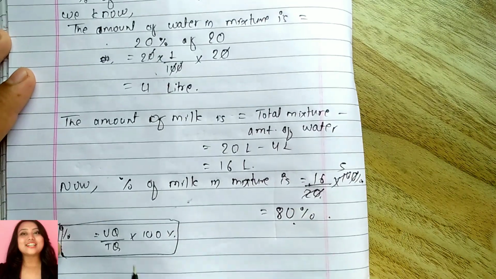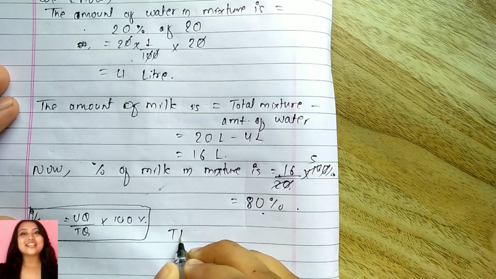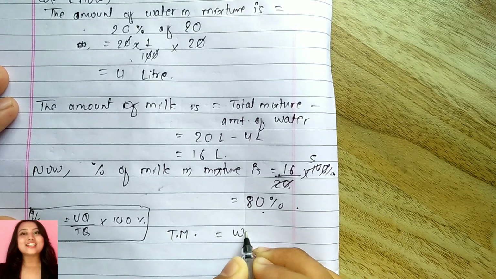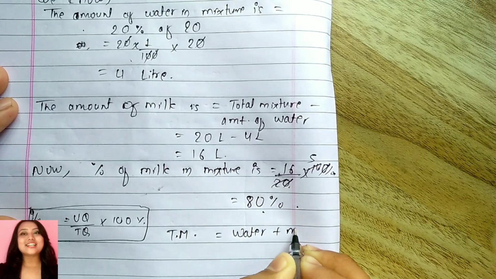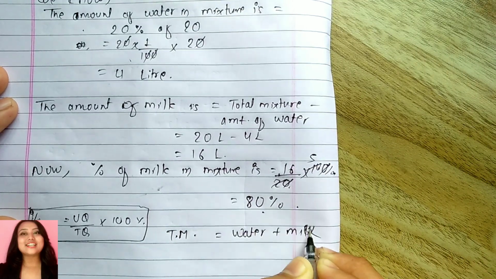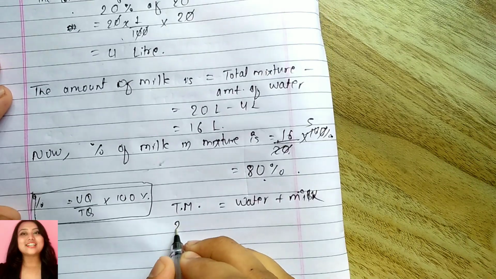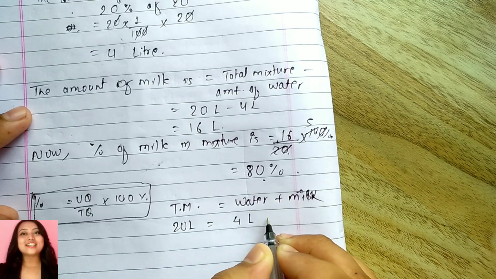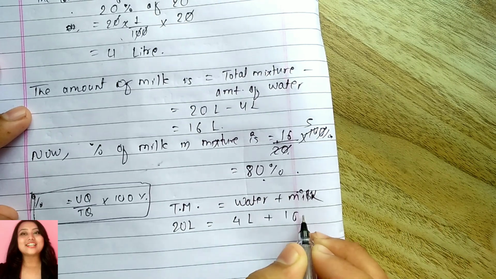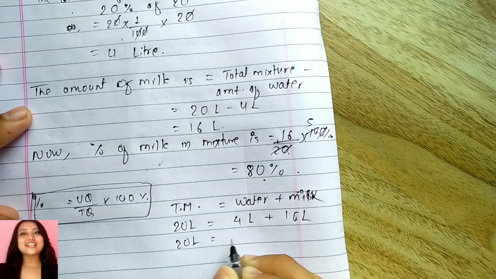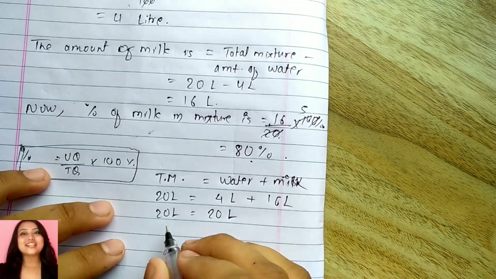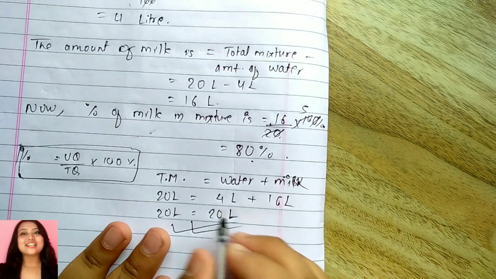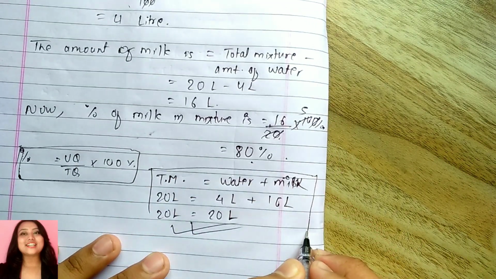That means total mixture equals water plus milk. So the total mixture given is 20 liter, and the water we found out is 4 liter, and the milk is 16 liter. 20 liter equals 20 liter. So that means we checked it. This is also correct. No need to do this. I am just doing it for checking purposes.